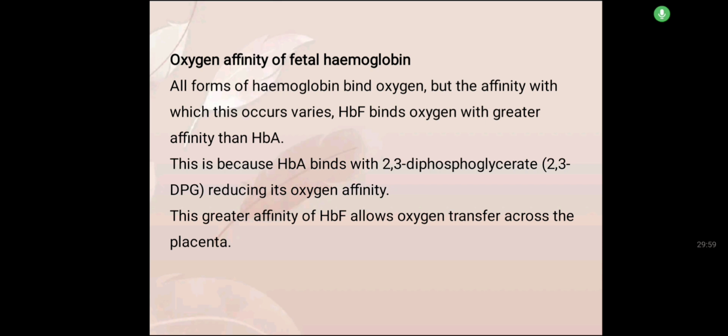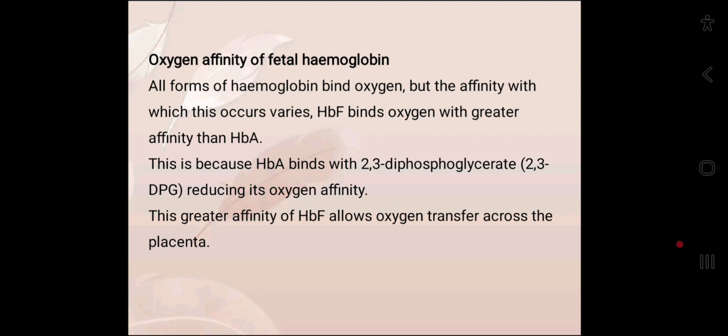Oxygen affinity of fetal hemoglobin. For sure, all forms of hemoglobin will bind oxygen but differ in affinity. Hemoglobin F binds oxygen with higher affinity than hemoglobin A. This is because hemoglobin A, or adult hemoglobin, binds to 2,3-diphosphoglycerate. This binding will reduce the oxygen affinity of hemoglobin A.